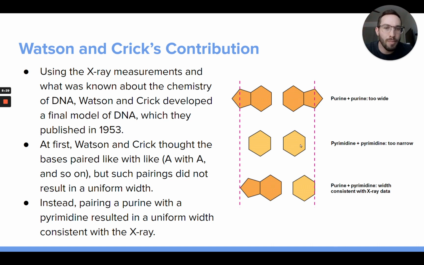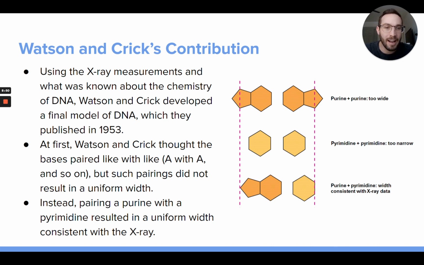But if it was two pyrimidines together, then that width would be really too short, and so you'd end up with a very curvy ladder for your DNA molecule. It wouldn't have a uniform width. But if it was a purine always with a pyrimidine, you would have a uniform width that matched the dimensions that they figured out for DNA.